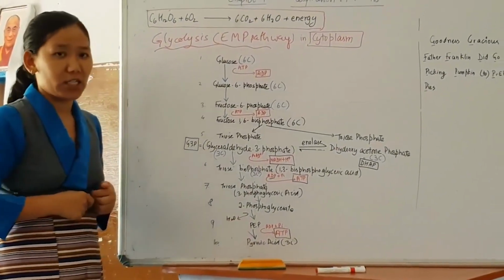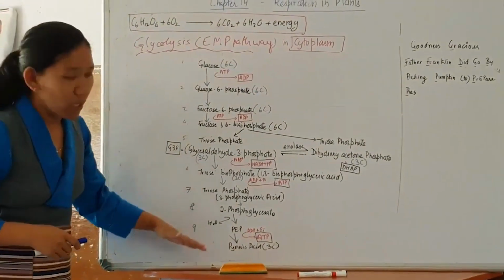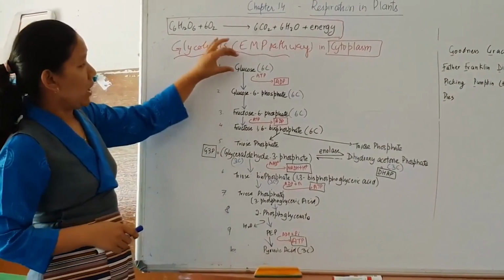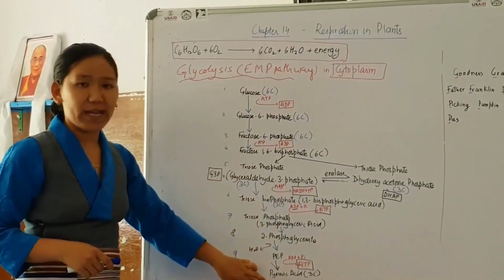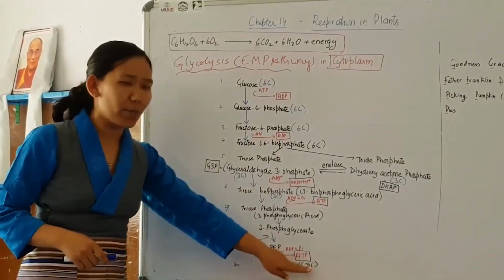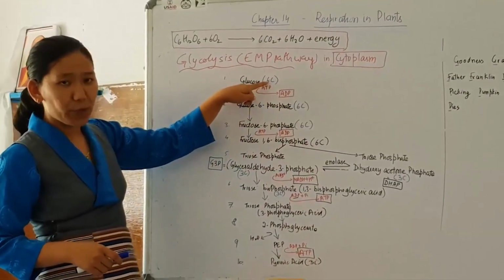And this PEP again loses the phosphate and helps in the synthesis of ATP, that is the energy form, and it becomes pyruvic acid. So in this pathway, you find that glucose is finally converted into pyruvic acid, and pyruvic acid is a 3-carbon compound, while glucose is a 6-carbon compound.